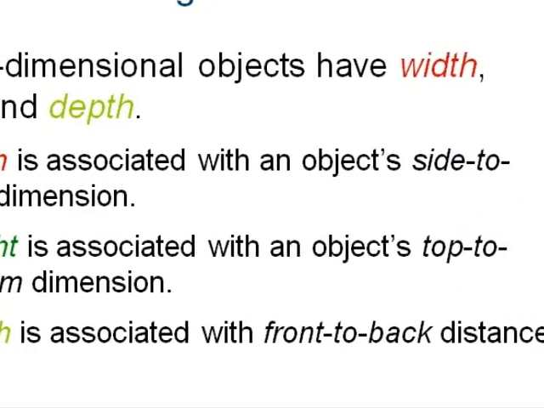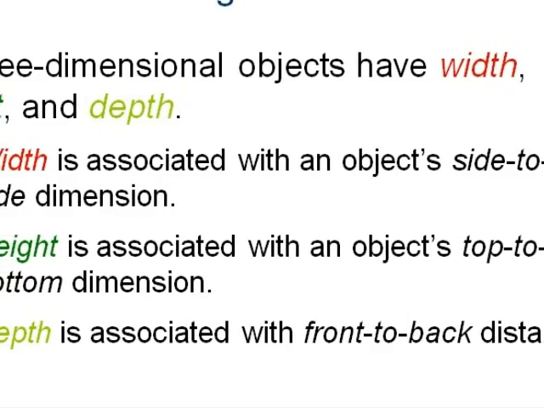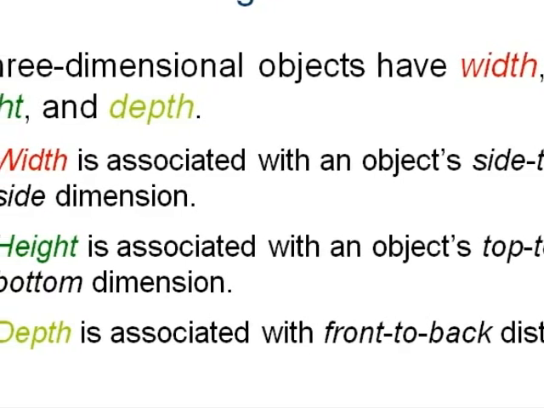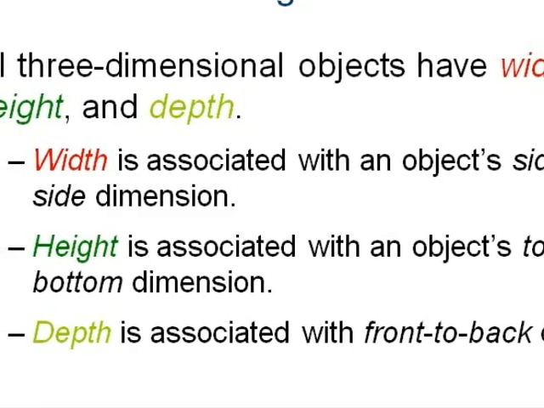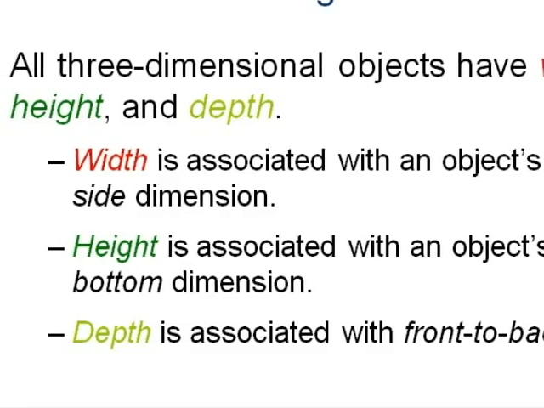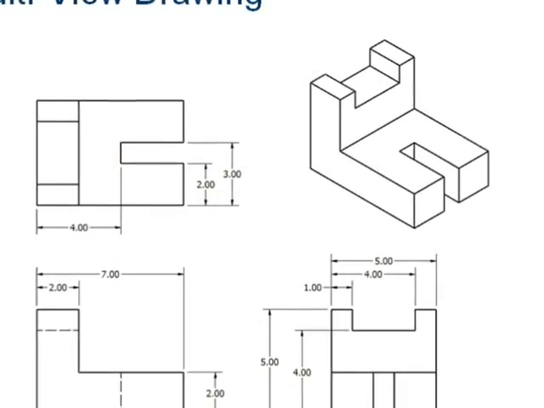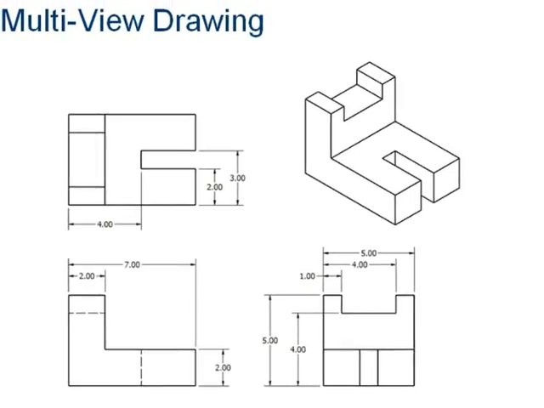For multi-view drawings, all three-dimensional objects have width, height, and depth. The width is associated with an object's side-to-side dimension. The height is associated with an object's top-to-bottom dimension, and the depth is associated with the front-to-back distance. This is an example of a multi-view drawing. All the dimensions on the drawings are correct.